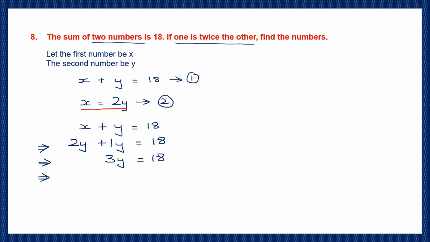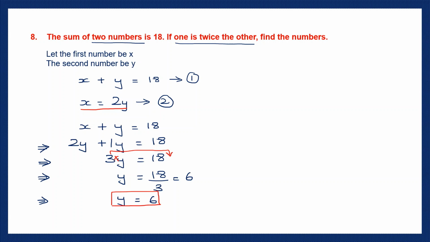Now we can find the value of y. How do we do that? We say 18 divided by 3 because 3 is multiplication here. When you transpose it, it becomes division. 18 divided by 3, 3 sixes are 18. So we have found the second number, that is 6. We've already found now the second number.